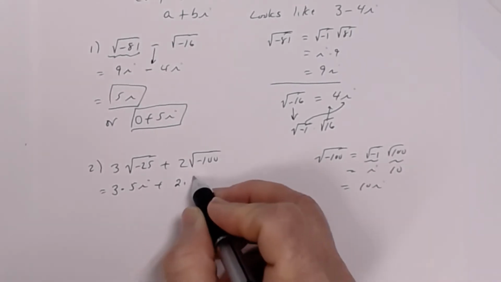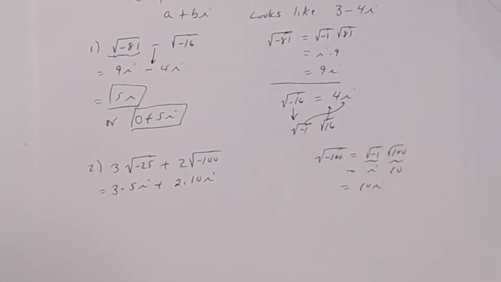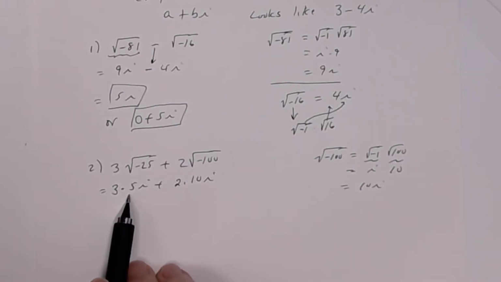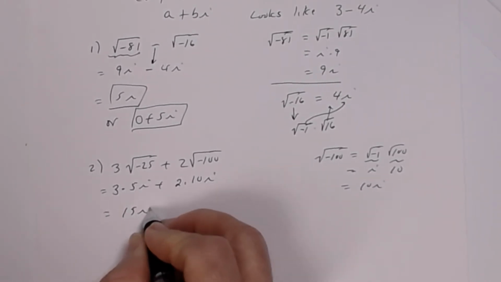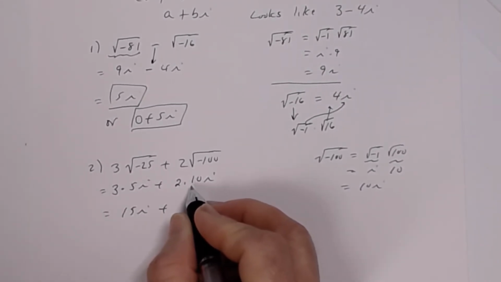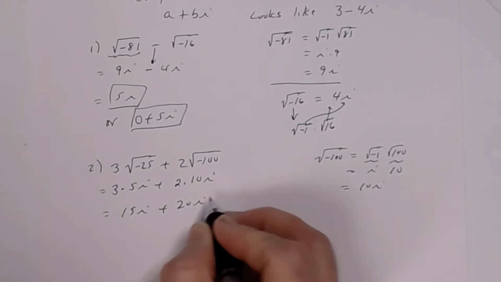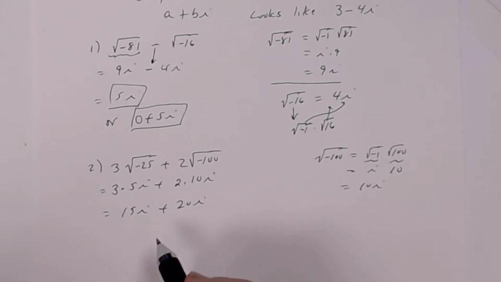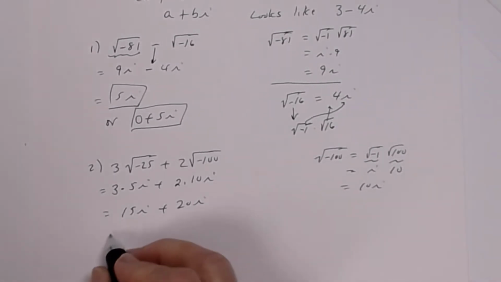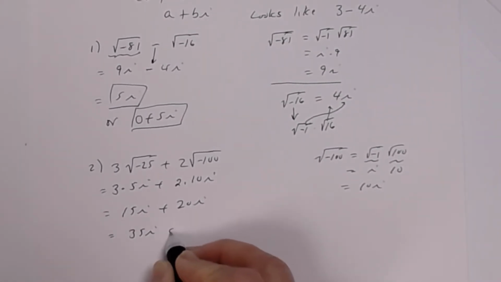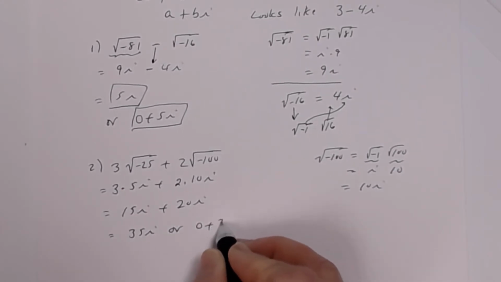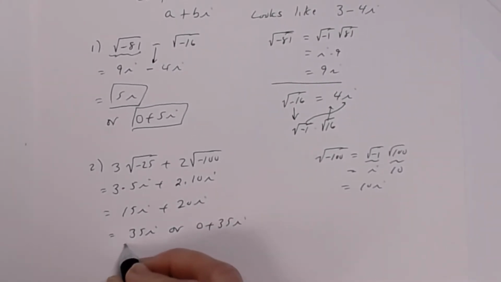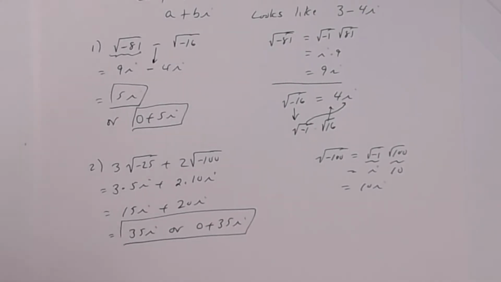All right, so that'd be the first thing I would do. Then I would go ahead and remember that, hey, 3 times 5 is 15, and then 15 times i is 15i. And over here, 2 times 10 is 20, and so I get 20i. And now, just like we did this one, so these are like terms, and so 15i plus 20i is 35i. Or you can write your answer as 0 plus 35i. All right, number 3.